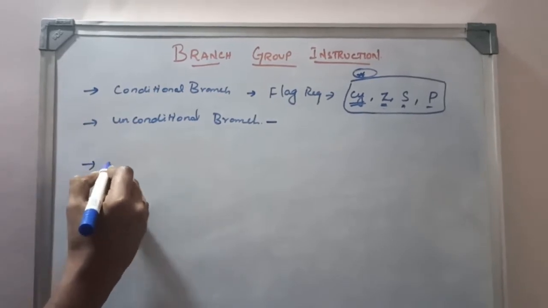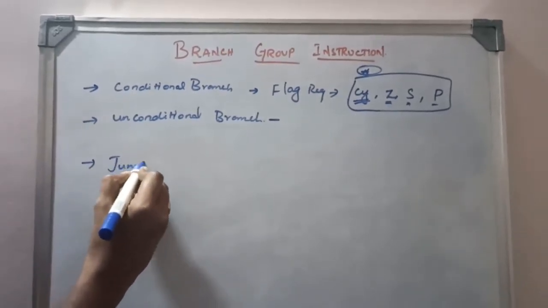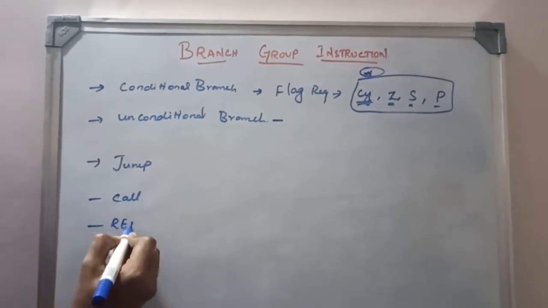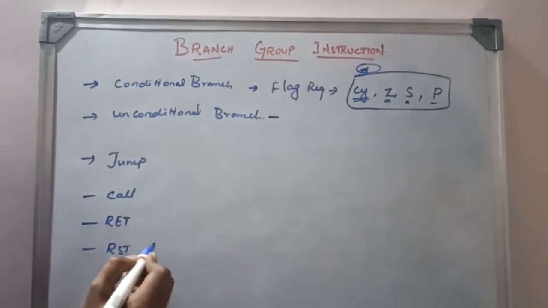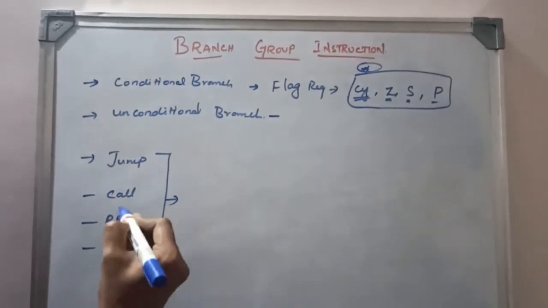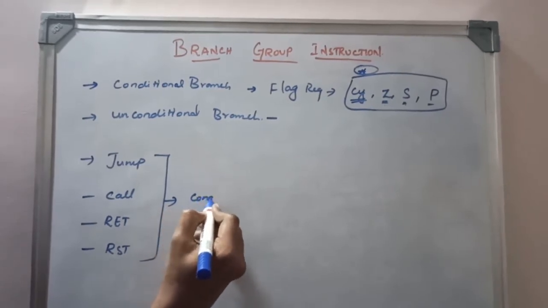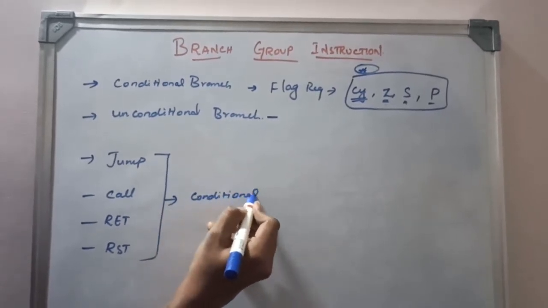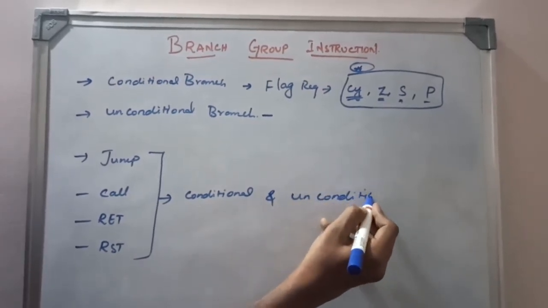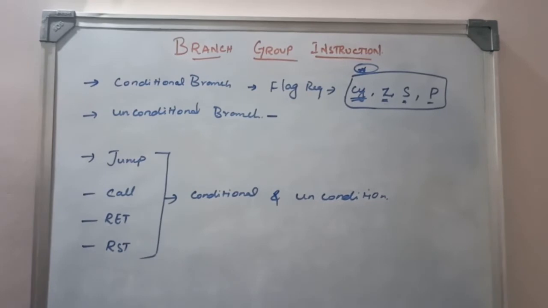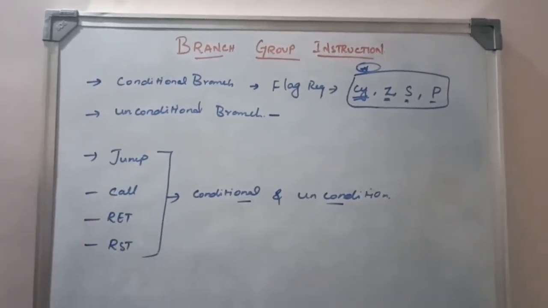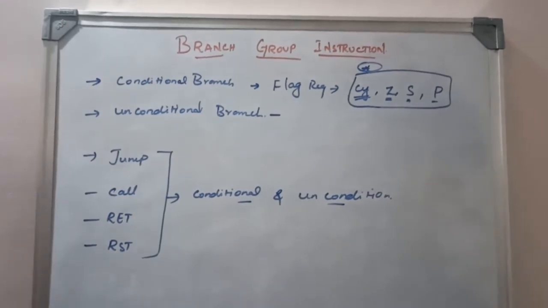Here they are using 4 instructions: jump, call, return, restart. These 4 instructions come under conditional and unconditional. Both the conditional function and the unconditional function involve these 4 instructions. We will see them one by one.